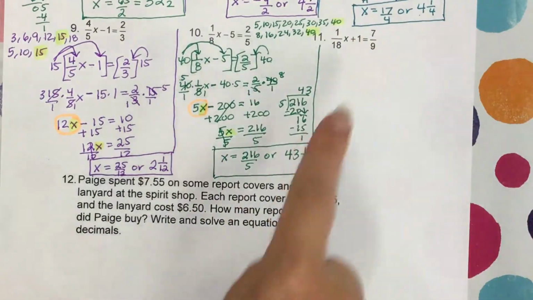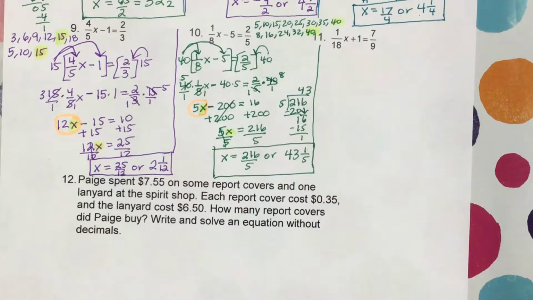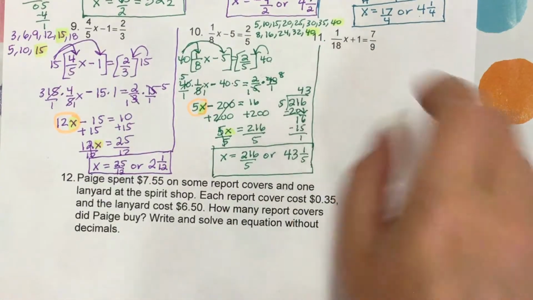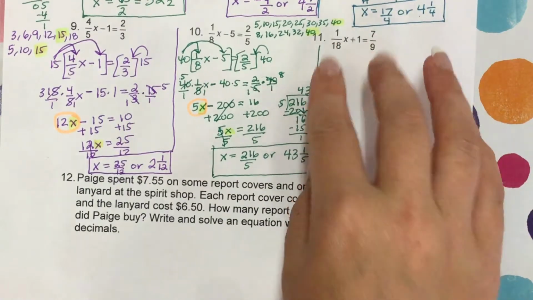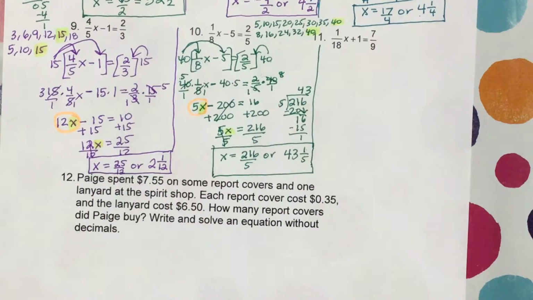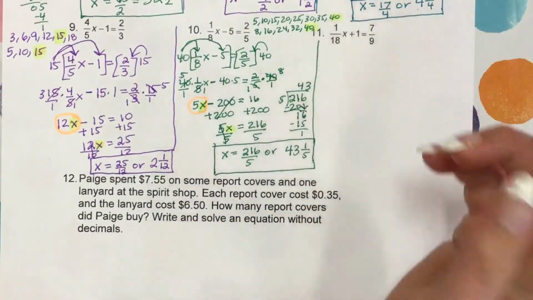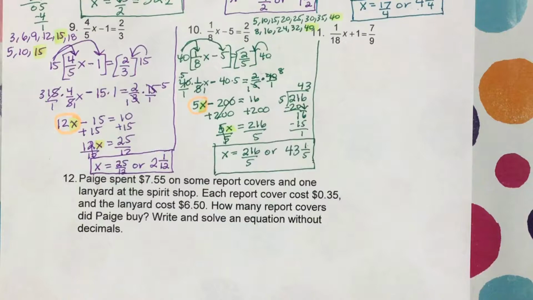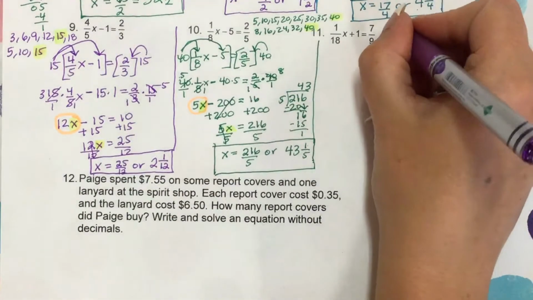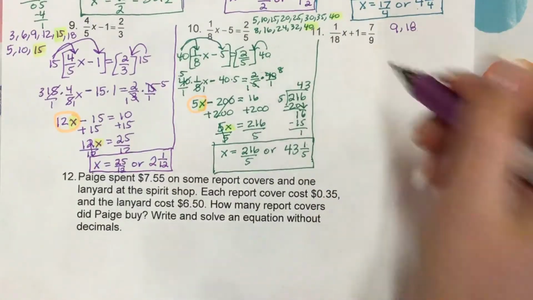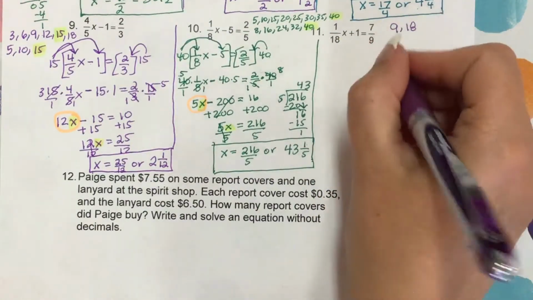So now it is time to do problem 11. In problem 11, the numbers in the denominators of the fractions are 9 and 18. To get rid of the fractions, we have to multiply the entire equation by the LCM of 9 and 18. To figure that out, I'm going to count by 9s. 9, 18, well, boom, that's the same thing as 18, so we know that the LCM is 18, so that's what we're going to multiply everything by.